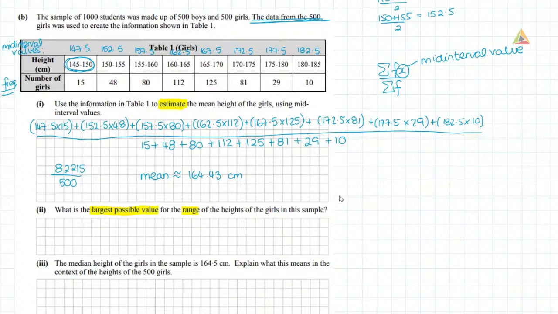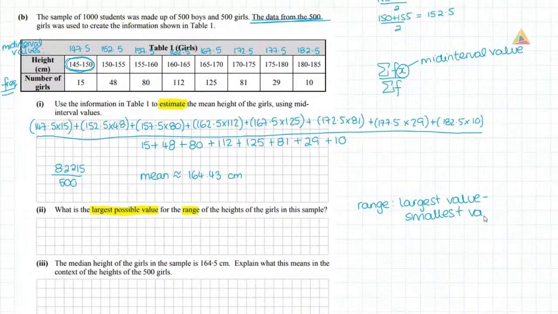Now we know how to calculate the range: the range is the largest value minus the smallest value, or the biggest value minus the smallest value. So why they're saying here, what is the largest possible value, is I don't know how tall the tallest person is here. I know that there are 10 students that have a height between 180 and 185 centimeters, but they could all be down at this end or they could all be up at this end. I don't know what their heights are. And similarly, I don't know what height the smallest people are here. So 145 to 150, there's 15 people in here, but I don't know what their actual heights are.